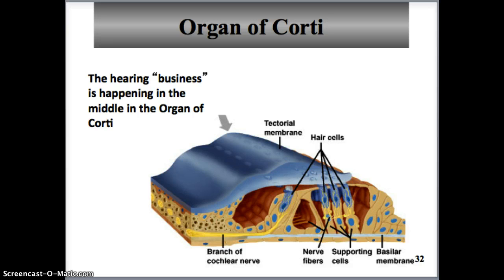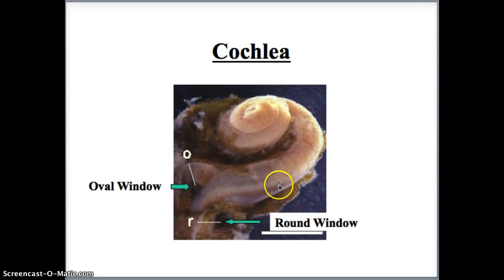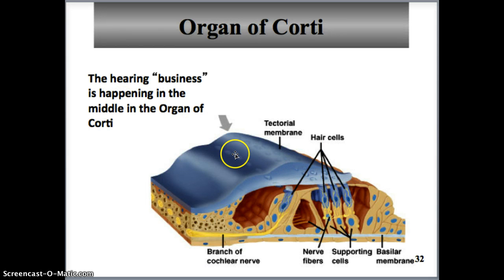So the organ of Corti is found in the cochlea. If you look here, we're looking at a cross section of this area here, and it's where all the hearing happens. So we have the organ of Corti, which is this entire structure, and it's where our hair cells are found. The hair cells are seen here in blue. So the receptor cells are the hair cells.